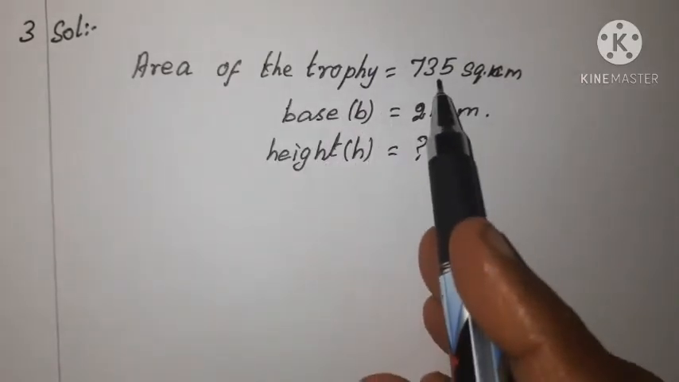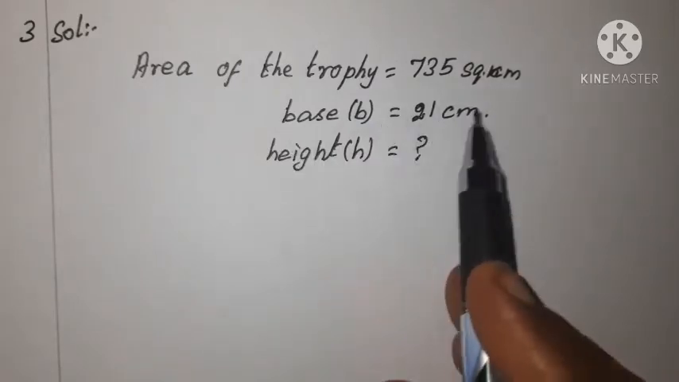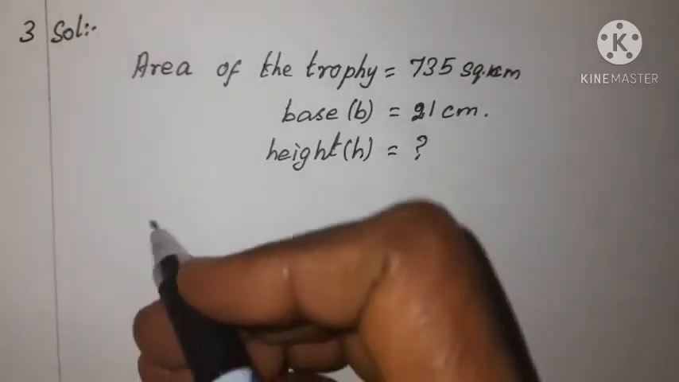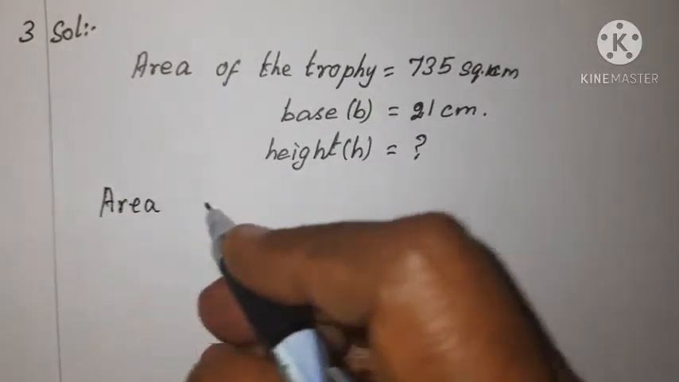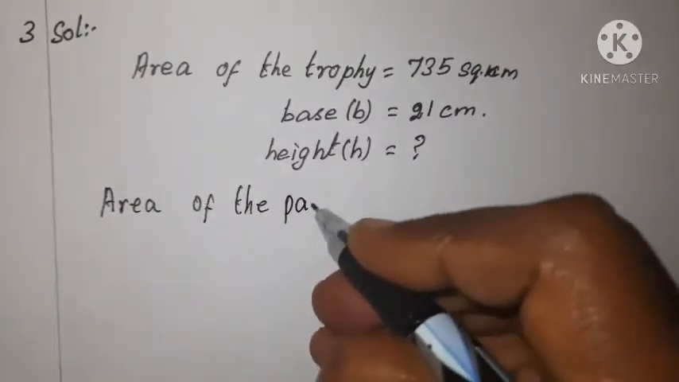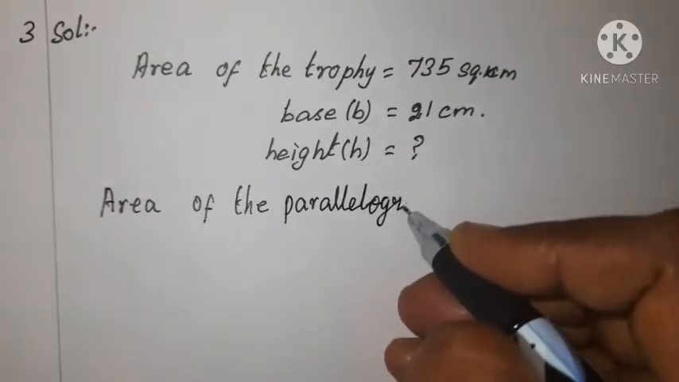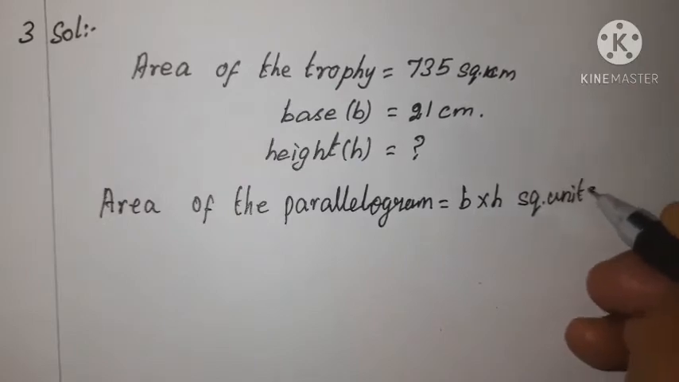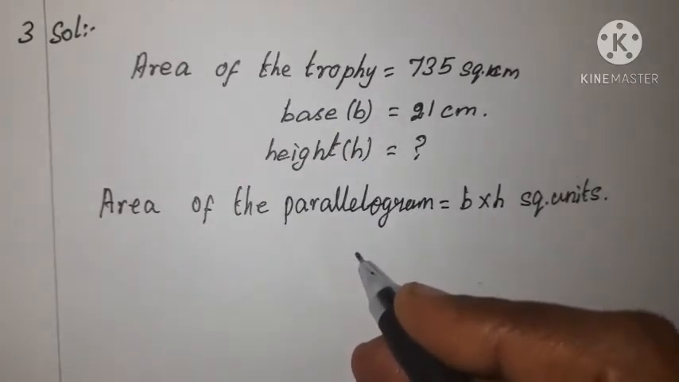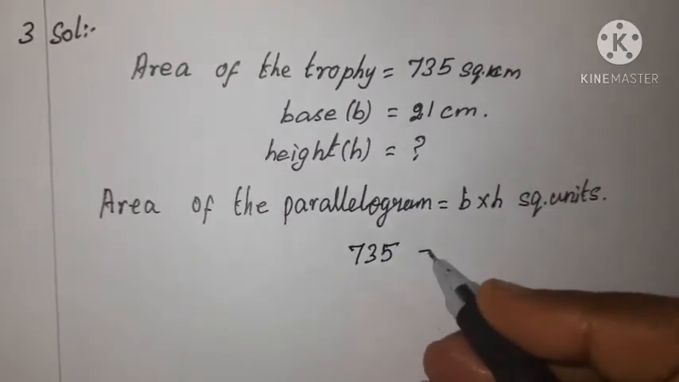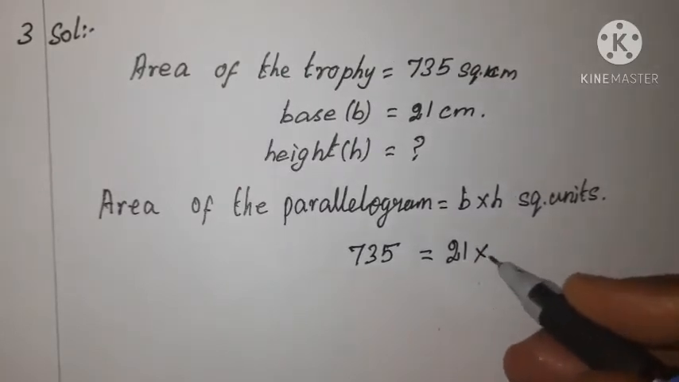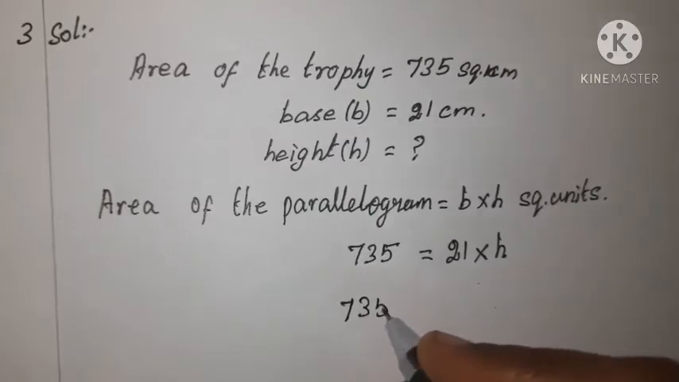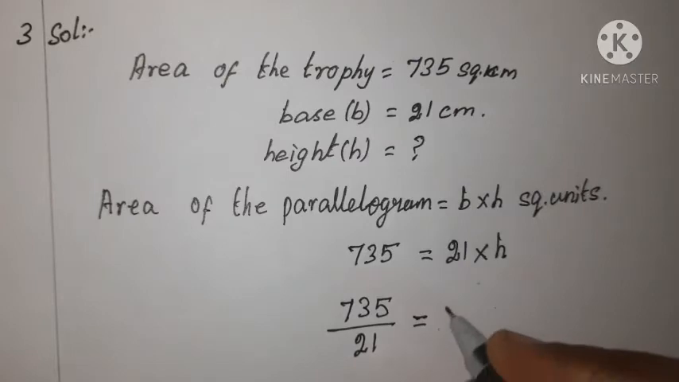Given area of the trophy equal to 735 square centimeter, base equal to 21 centimeter, height equal to question mark, find the height of the trophy. So area of the parallelogram, base into height, square units. So area equal to 735 equal to base value 21 into h value, not h. Next, 735 divided by 21 equal to h.